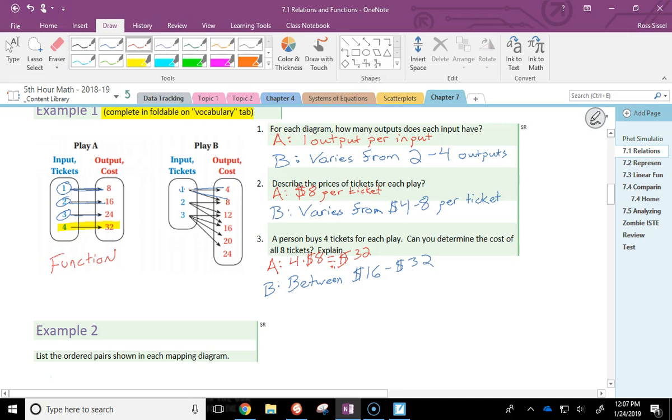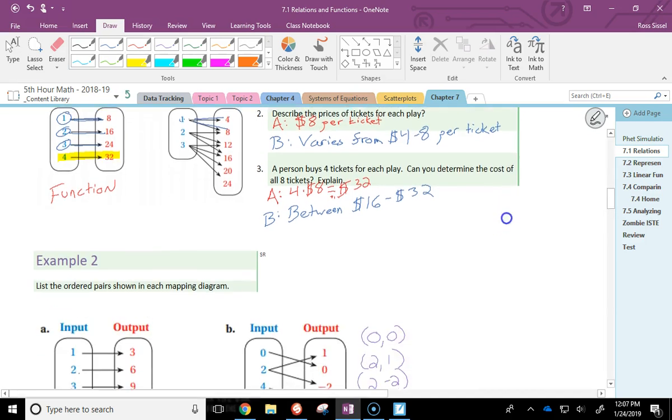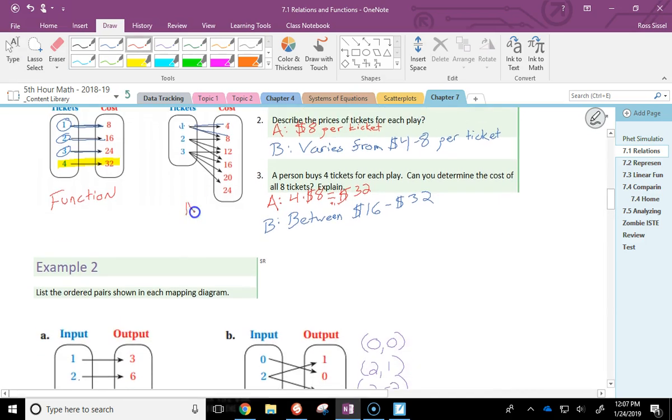On play B, is it a function or not a function? Not a function. Why is it not a function? The tickets vary from different. Good. They go to different ones. One went to 4, one went to 8. So it varies. So this one is not a function.